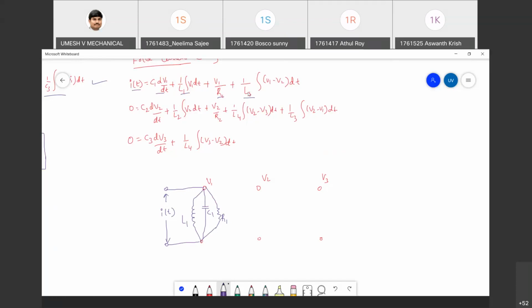That means L3 is common for V1 and V2, so I have to draw it here. This will be L3. The first equation is done. Come to the second equation. C2 dV2: C2 is connected to only the V2 node. Then L2 is connected to only the V2 node. What is the symbol for L? It will be L2. Then R2 is connected to only V2. What is the symbol for R2?